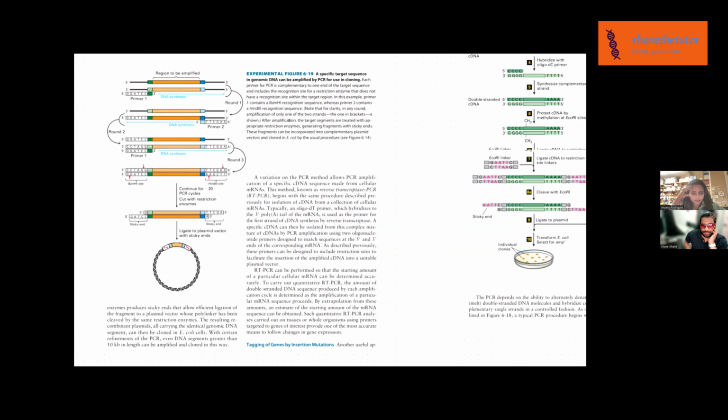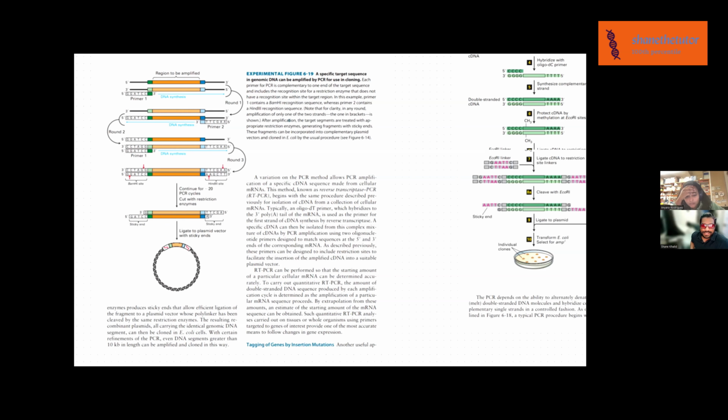Here we're talking about a variation on the PCR method that allows PCR amplification of specific DNA, cDNA sequences made from cellular mRNAs. This method, known as reverse transcriptase PCR, begins with the same procedure described previously for isolation of cDNA from a collection of cellular mRNAs, typically an oligo dT primer, which hybridizes to the 3' A tail of the mRNA, is used as the primer for the first strand of cDNA synthesis by reverse transcriptase.